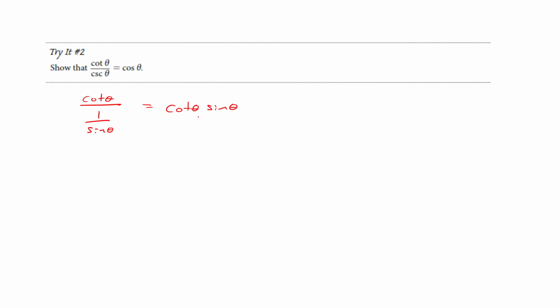Okay, now this hasn't proven what I wanted, and I've done my algebra. There's nowhere else to go, so it must be time for another substitution. So cotangent is cosine theta over sine theta. Now I've done a substitution. Let's do some algebra. And I got there. Cosine of theta.